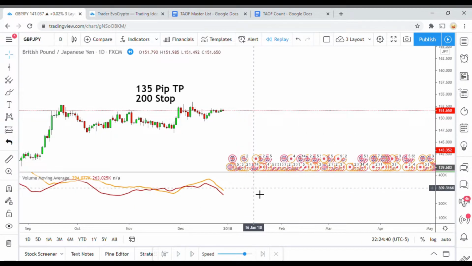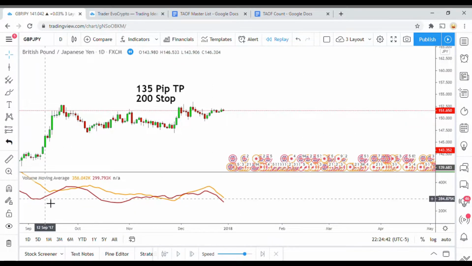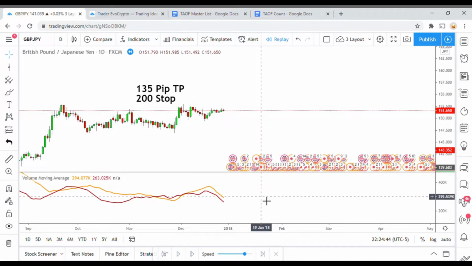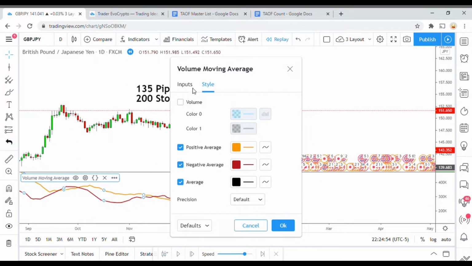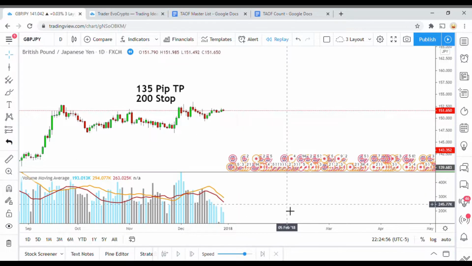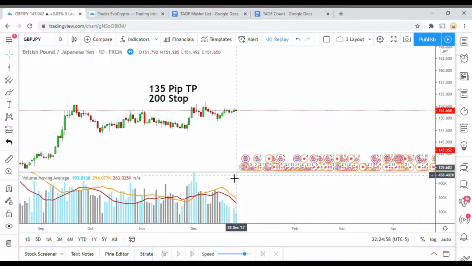All right. So as I said, today's indicator is the volume moving average. You can see it here on screen. There's not a whole lot to it. It's actually a little bit different than what it looks like in its default form. So default form is this right here.